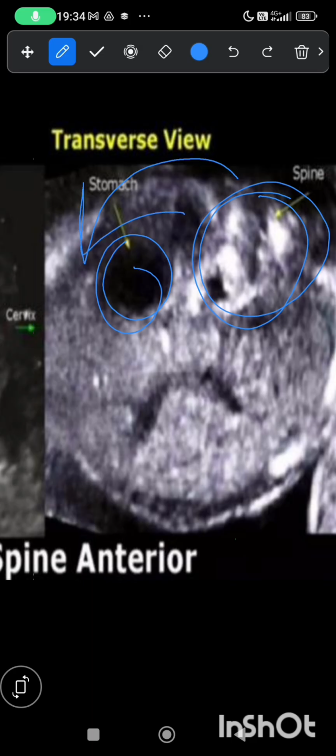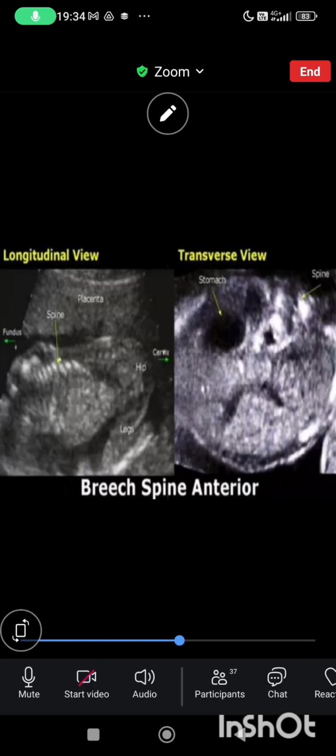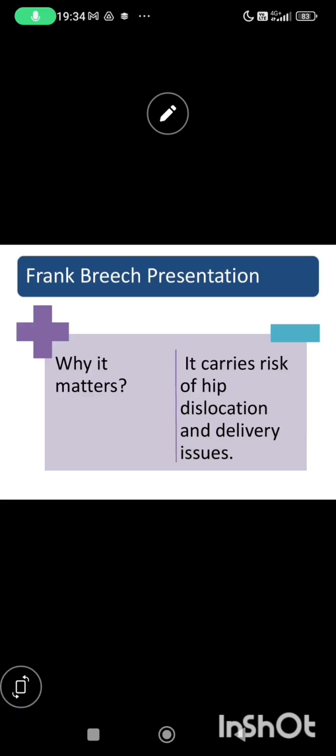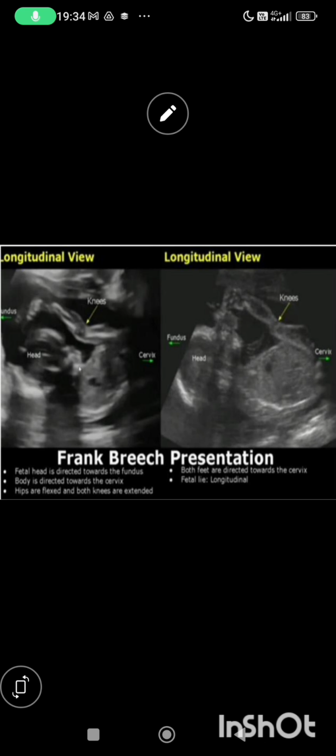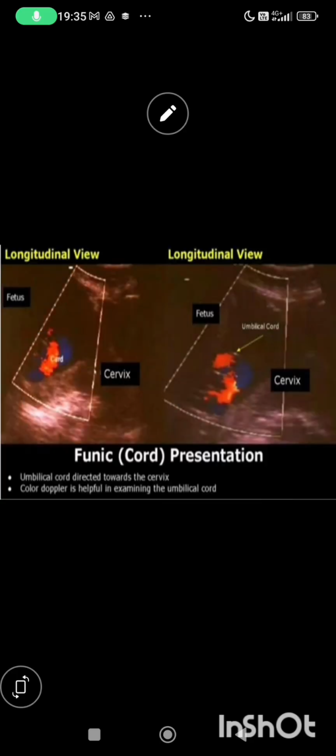Is this clockwise or anti-clockwise? Anyone? Anti-clockwise. Yes, and this is the normal relationship between them. Here we can see an image of frank breech. We can see the foot near the head here and knees are extended. Footling, so the presenting part will be the foot here. Cord presentation, the umbilical cord will be the presenting part.